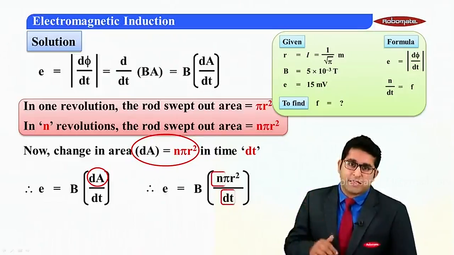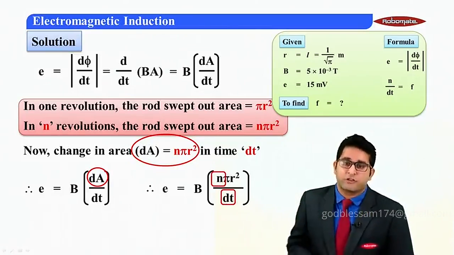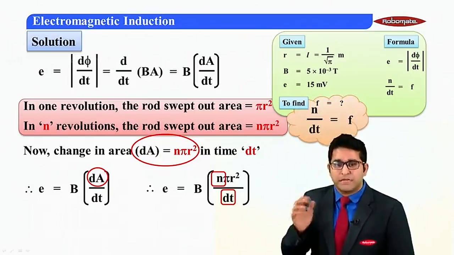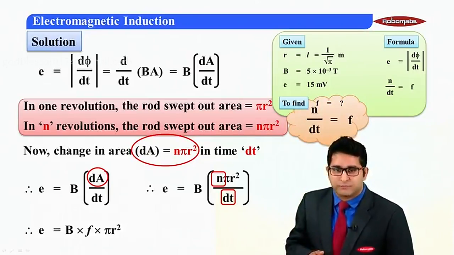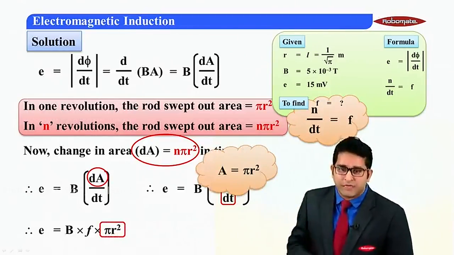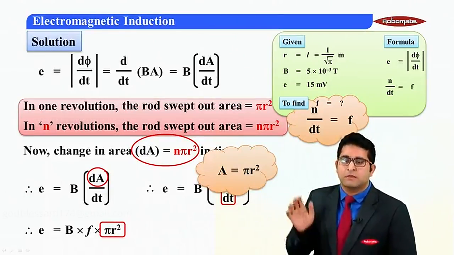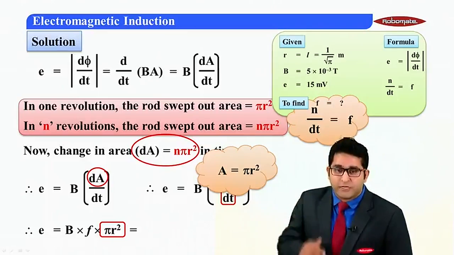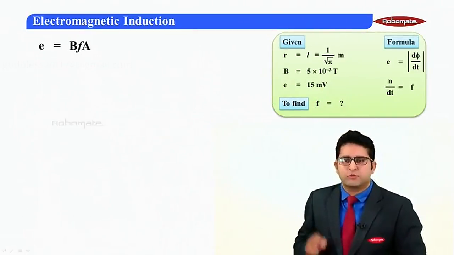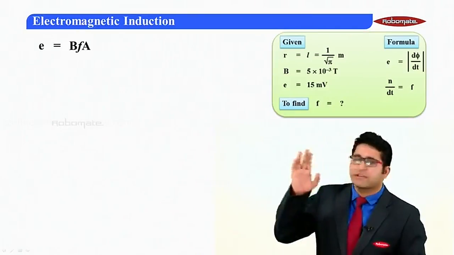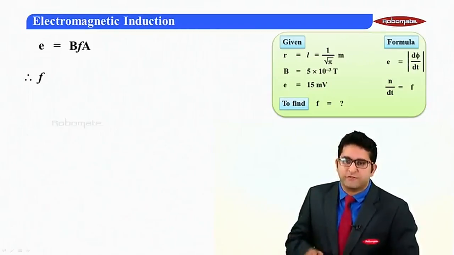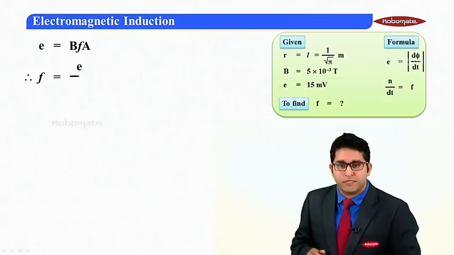Now students, we also know that n upon dt is equal to frequency. So what we'll get is E is equal to B into F into pi r square. Now students, this term pi r square is equal to area. So this EMF will become B into F into A. Now let us take it further. So we'll get E is equal to B into F into A. Now we'll rearrange this particular formula to get the value of frequency. So therefore I can say frequency F is equal to E upon BA.